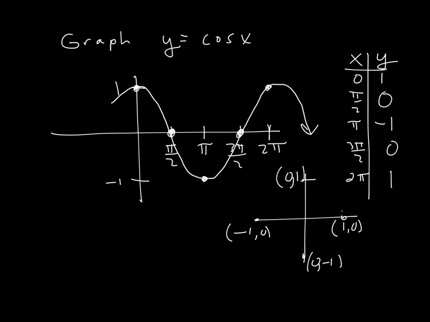Go over to the other side, we could have our -pi over 2, which would be here. Then at -pi, you'd have this, and etc. It would go on forever.